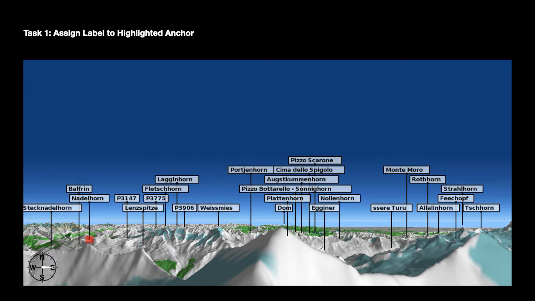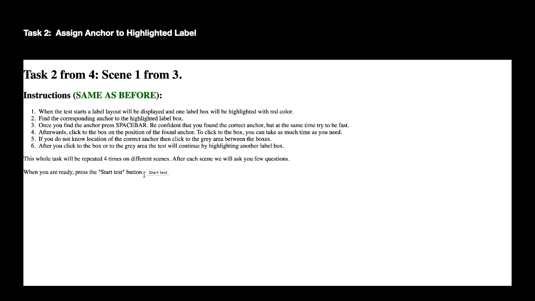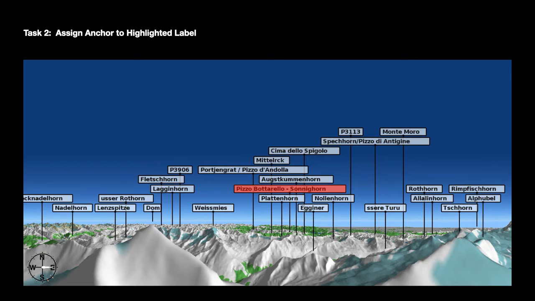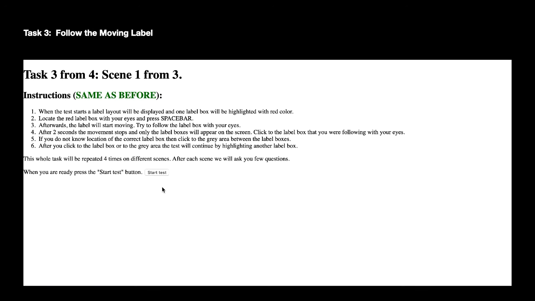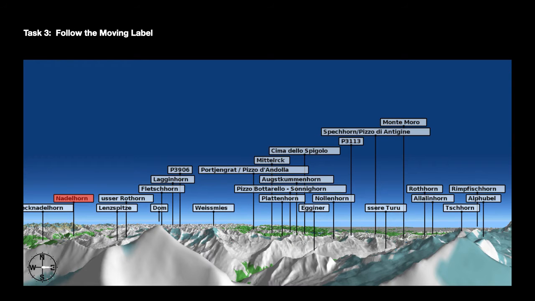In the first task, we instructed the participant to find the label associated with a highlighted anchor. In the second task, the goal was to find the anchor associated with a highlighted label. The third task was to follow a specific label moving in time and then select the label.